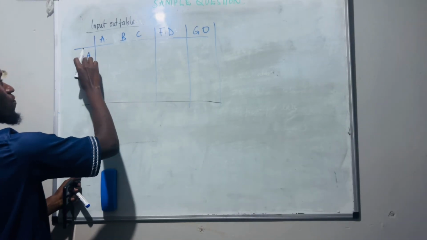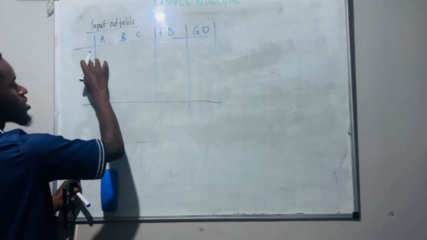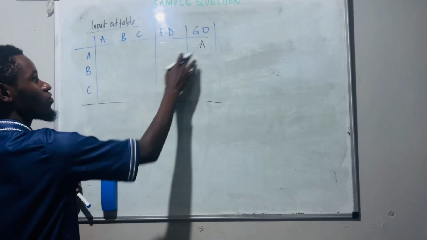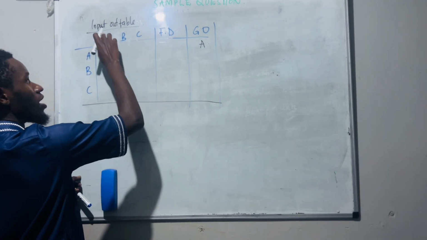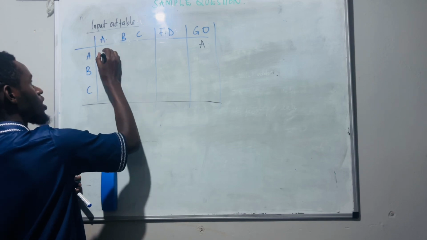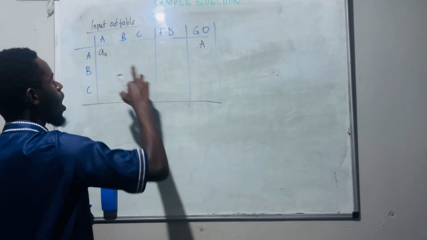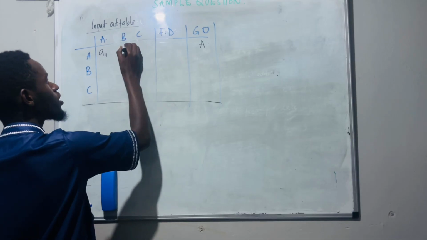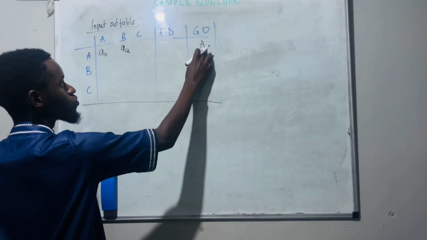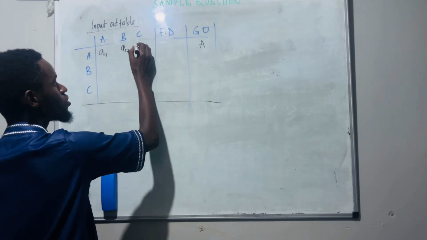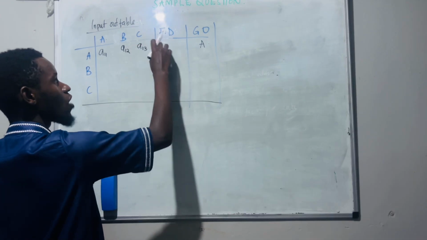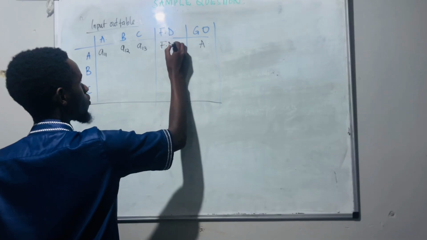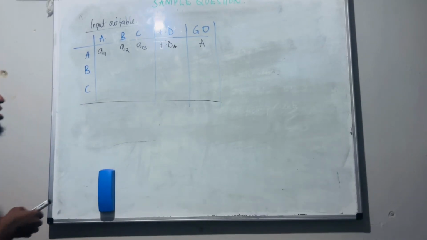Now, if industry A produces output A, therefore part of the output A is going to be consumed by A itself. Let us call it A11. This total output A is going to be consumed also by B, we call it A12. And then this total output is going to be consumed by C, we call it A13. And then the remainder is going to be called the final demand for A.